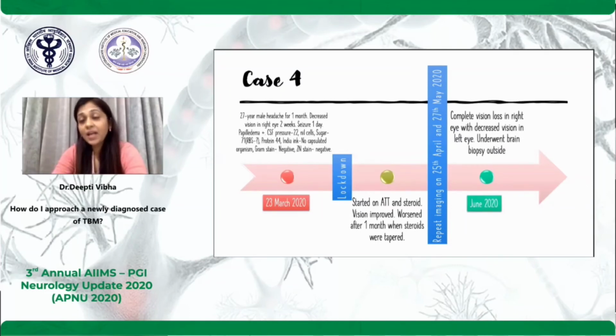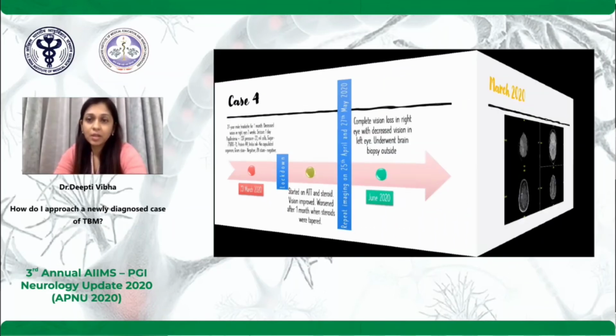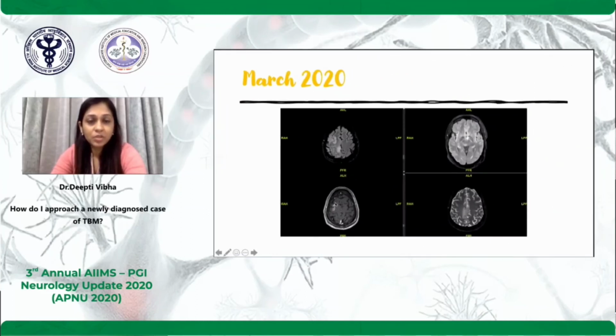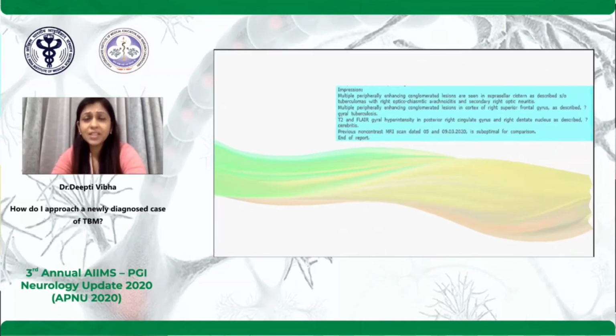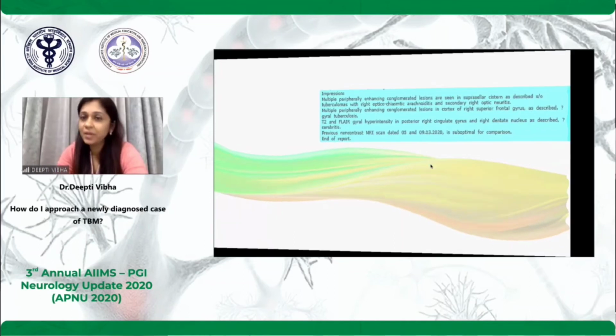However, he had complete loss of vision in the right eye with decreased vision in the left eye. And then he underwent a brain biopsy outside because only emergencies were on at AIIMS. So I'll show you the first image. Based on this, there was an impression that he was having gyral tuberculosis with tuberculomas. This is nothing to do with the wrong diagnosis versus the right diagnosis. In retrospect, it is very easy to make a diagnosis of TBM or not TBM.